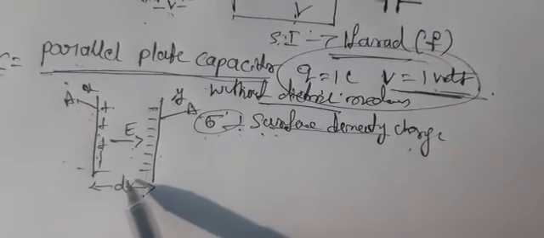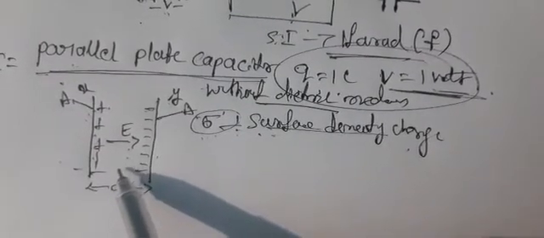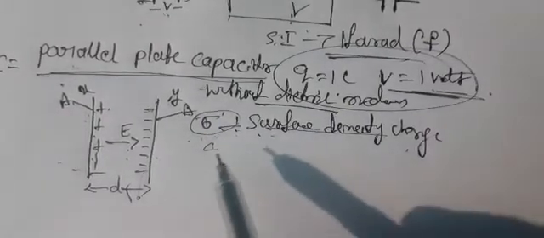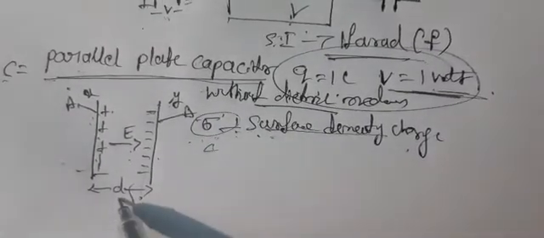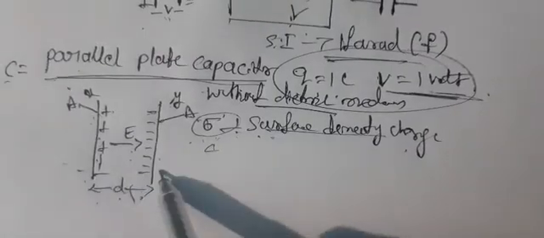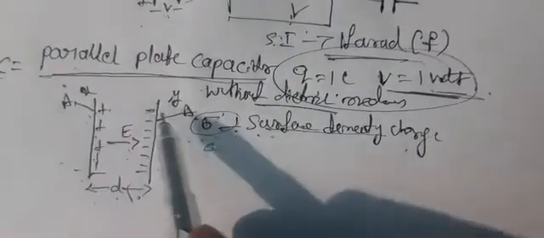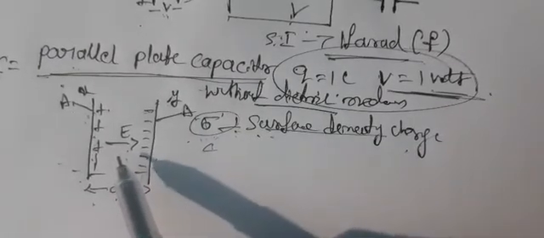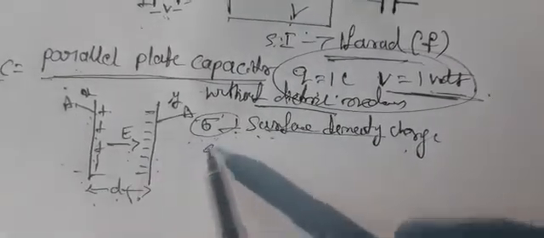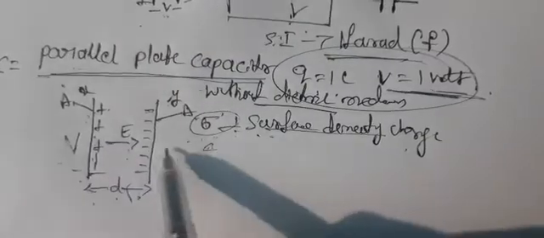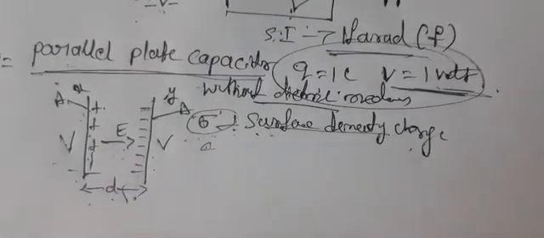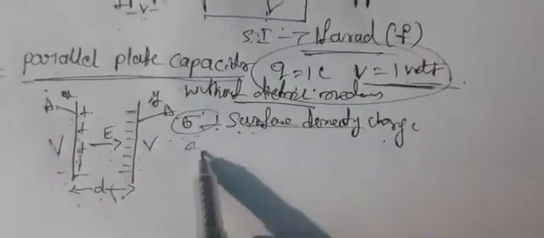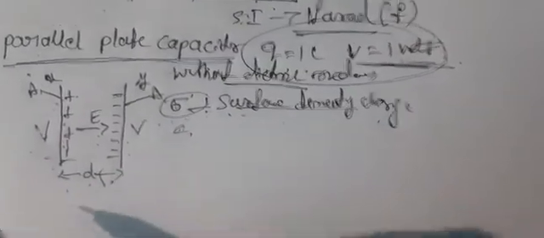Consider the parallel plate capacitor. C is the capacitance of the capacitor as shown in the figure. d is the distance between the two metal plates, and A is the area of each plate. E is the uniform electric field between the two plates. V is the potential difference between the plates, and sigma is the surface charge density.